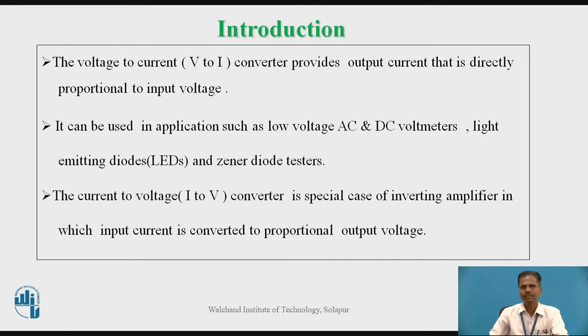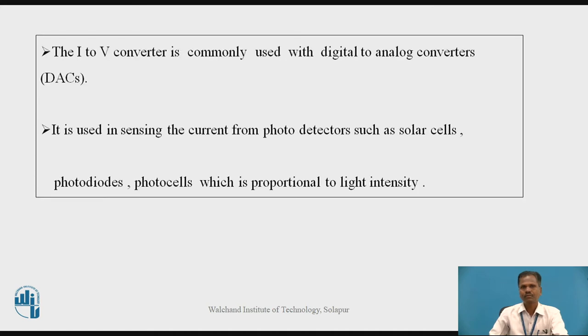The current to voltage converter, that is I to V converter, is a special case of inverting amplifier in which input current is converted into output proportional voltage. So, I to V converter is commonly used with digital to analog converters whose output is always current. The output of the digital to analog converter, that is current, is converted into a proportional voltage. So, at the output of the DAC, an I to V converter is used. As well as, I to V converter is used in sensing the current from photo detectors such as solar cells, photodiodes, photocells, which is proportional to light intensity.